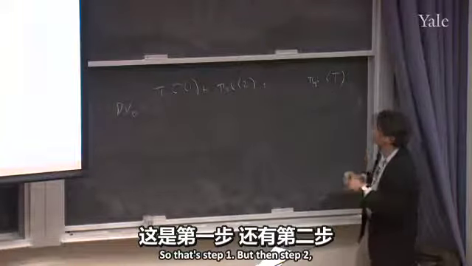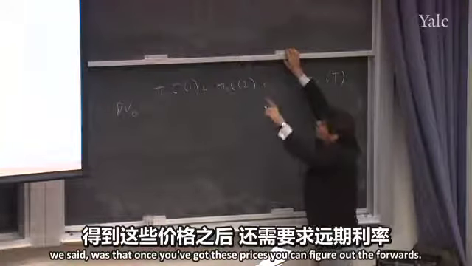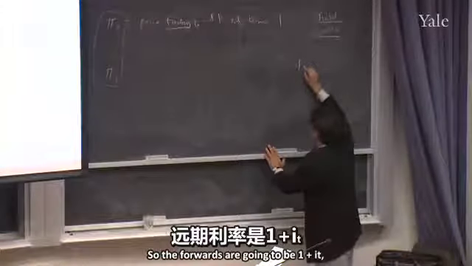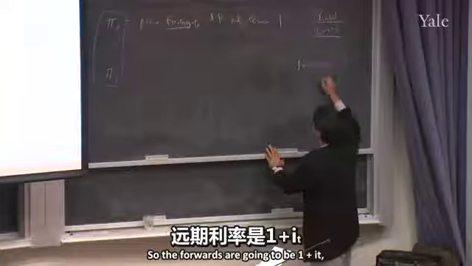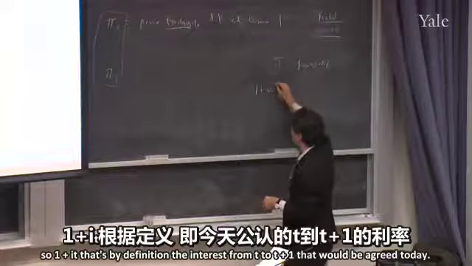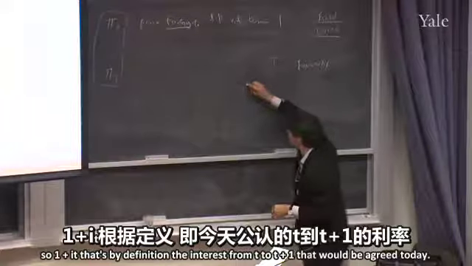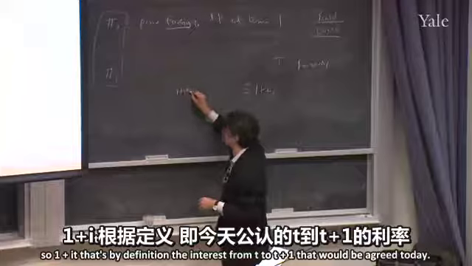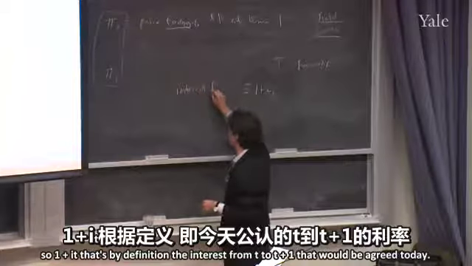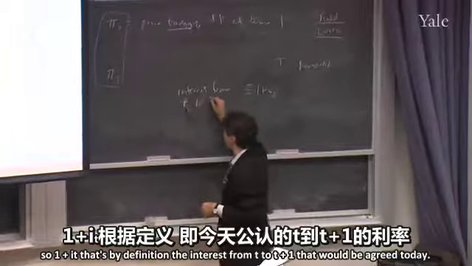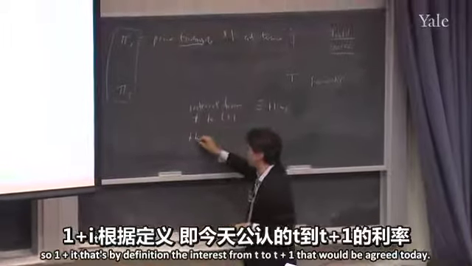But then step 2, we said, was that once you've got these prices, you can figure out the forwards. So the forwards are going to be 1 plus f_t. Okay, so 1 plus f_t, that's by definition the interest from t to t plus 1 that would be agreed today.